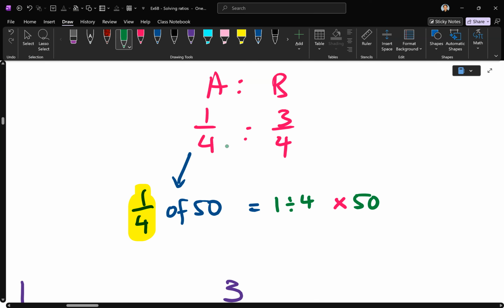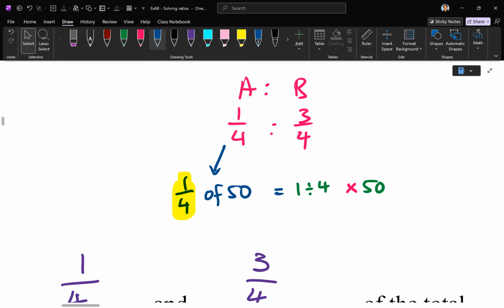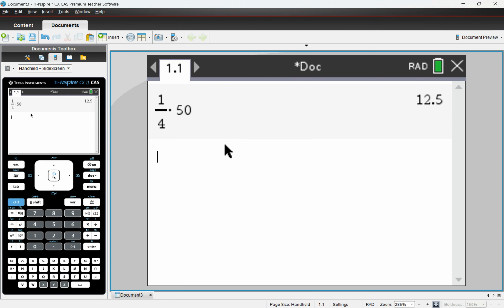That means person A gets $12.50 and person B gets the remainder. Now you can find the remainder not by doing 3/4 of 50, you can also do it as 50 minus $12.50. Person B gets the remainder, so $37.50.